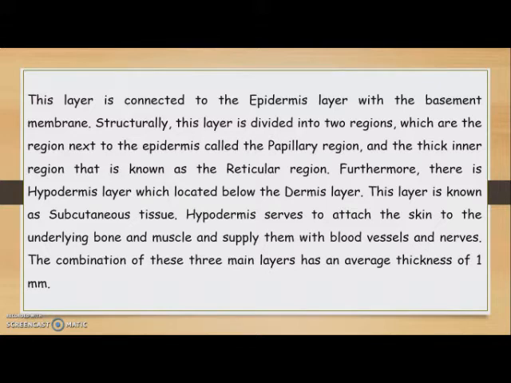Furthermore, there is the hypodermis layer, which is located below the dermis layer. This layer is known as subcutaneous tissue. Hypodermis serves to attach the skin to the underlying bone and muscle and supplies the skin with blood vessels and nerves. The combination of these three main layers has an average thickness of 1 mm.